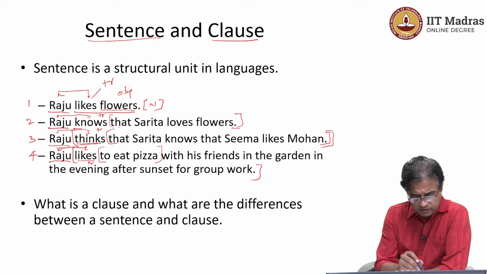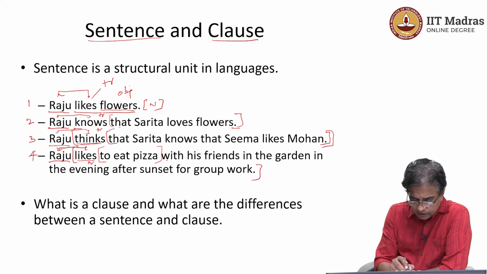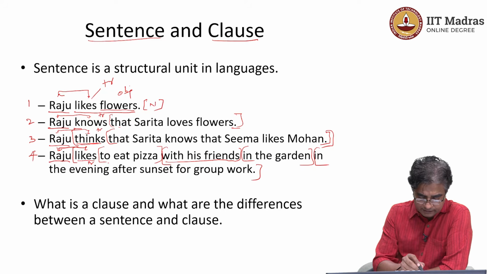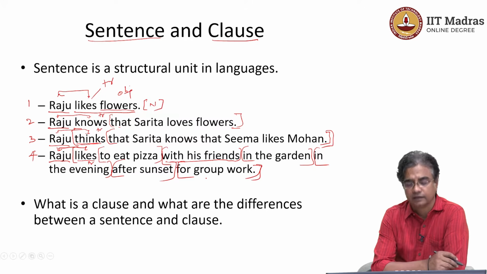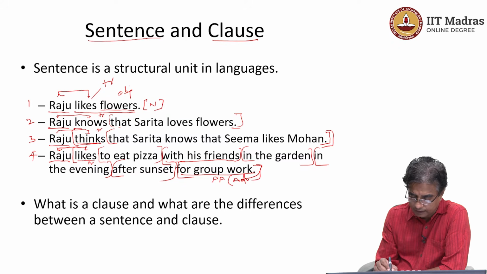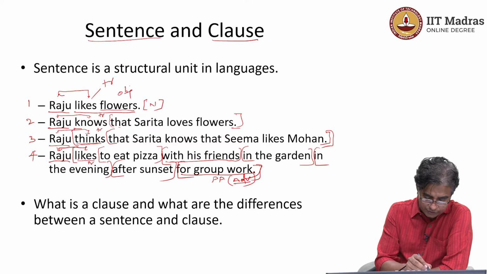So, what are the similarities and differences between the objects here? Look at this. And then what are they? With his friends. This is one. In the garden, in the evening, after sunset, for group work. What are these things? As you can see, they are all prepositional phrases and they are all adverbs. So they all give information about liking.